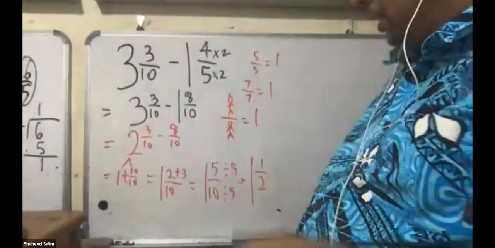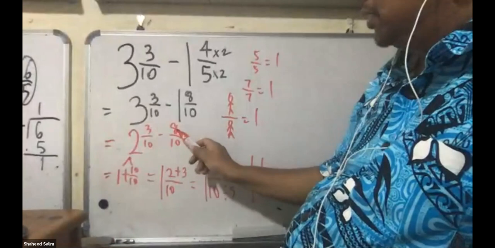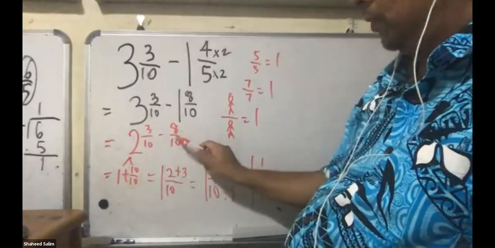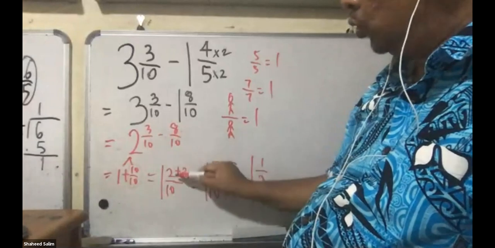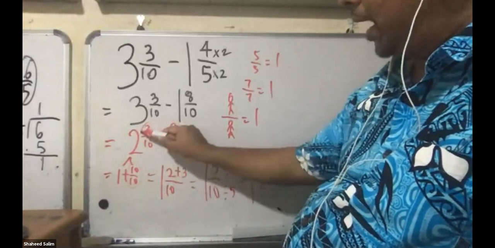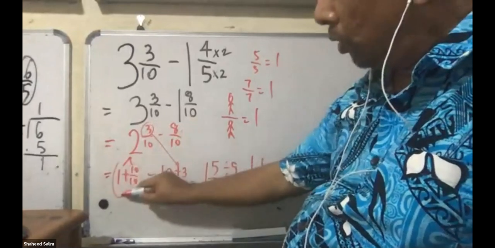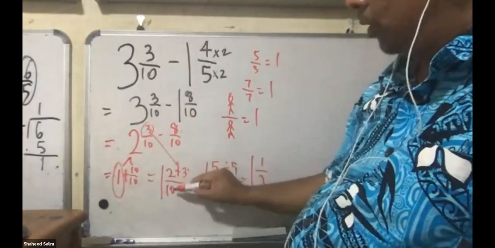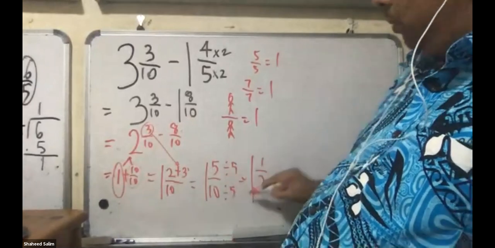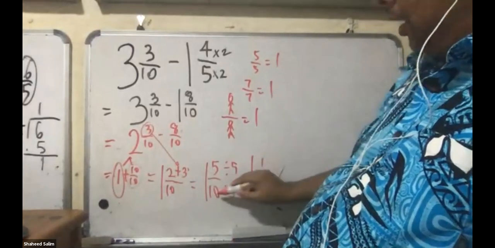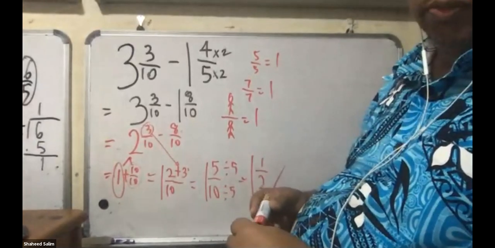Notice, I repeat again. 3 cannot minus 8. So what do I do? I break up this 2 to 1 plus 1. This 1, I make it 10 out of 10. Why? Because I want to minus here. 10 minus 8 is 2. So I write 2. But don't forget, I have 3 down here. I put it now down here. So I get 1 whole 5 out of 10. And 5 over 10 can be reduced to 1 over 2. 5 divided by 5 is 1. 10 divided by 5 is 2.